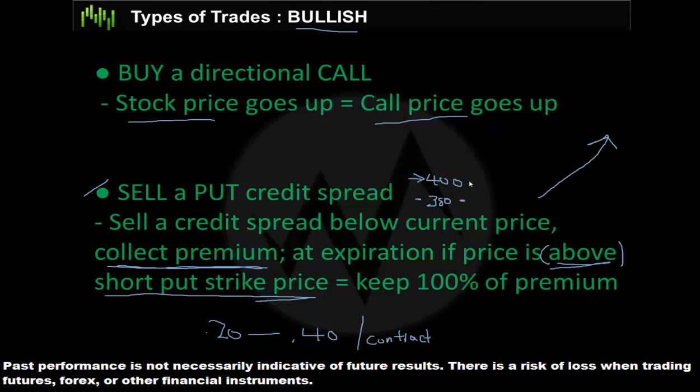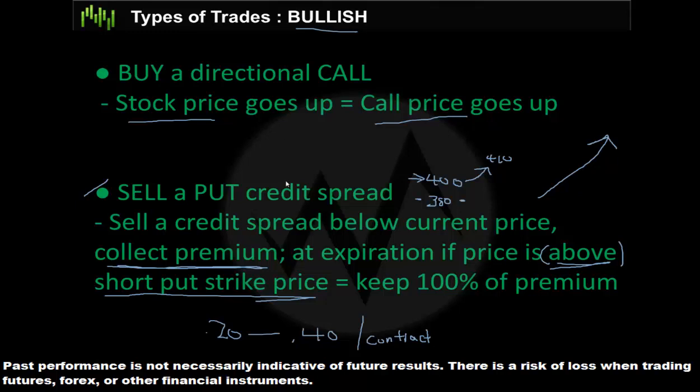So that means I'm bullish Apple. I think it's going to go up. It can stay where it is. Honestly, it can stay at 400, or it can go to 410, 411, 412, 499. It doesn't matter. I get to keep this $20 to $40 a contract as long as the price of Apple stays above 380. That is the idea of a put credit spread.